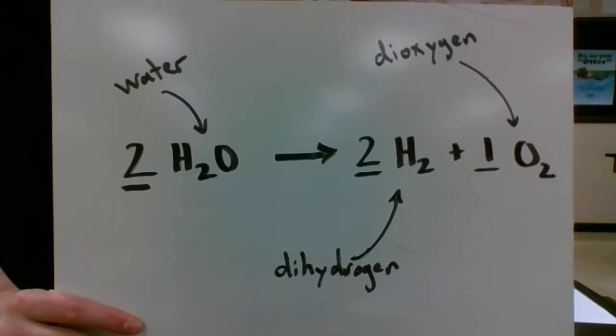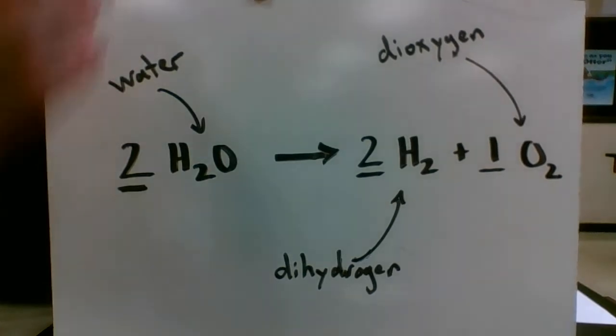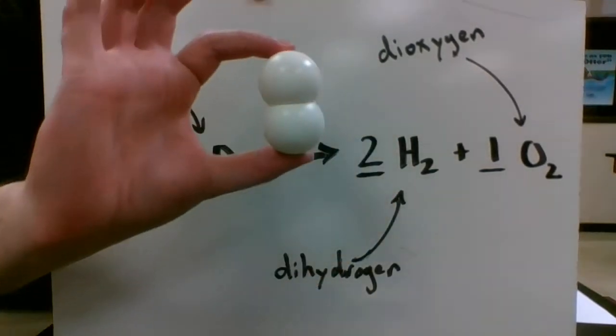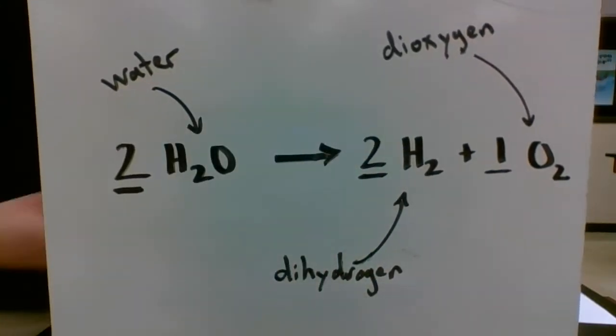Now, just by looking at our model here, this is again dihydrogen. This is our H2. We can figure out whether this is a monatomic element or a diatomic element.